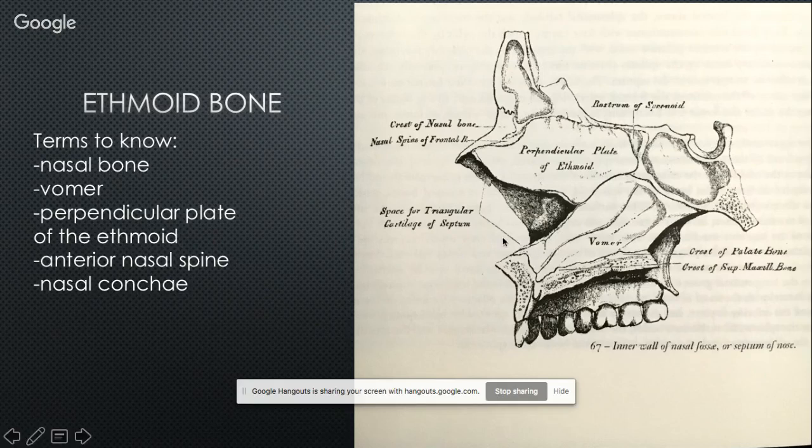Anterior nasal spine, right here, sticks out, pretty obvious. And tricky to see in this picture, it doesn't really have them, but the nasal conchae inside, you'll have to know those as well.